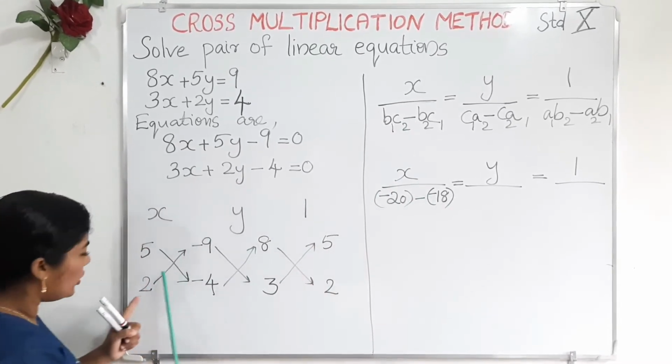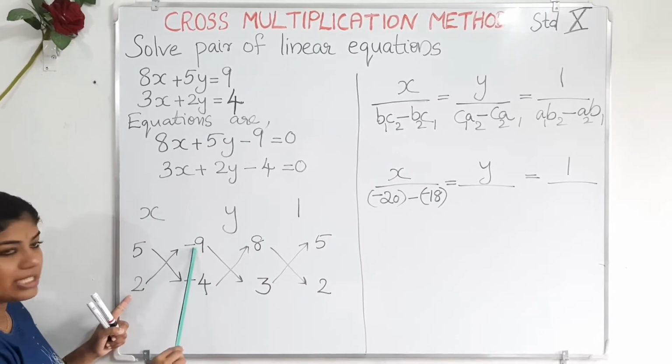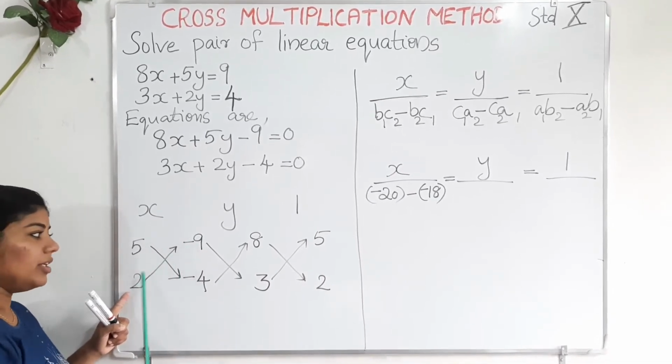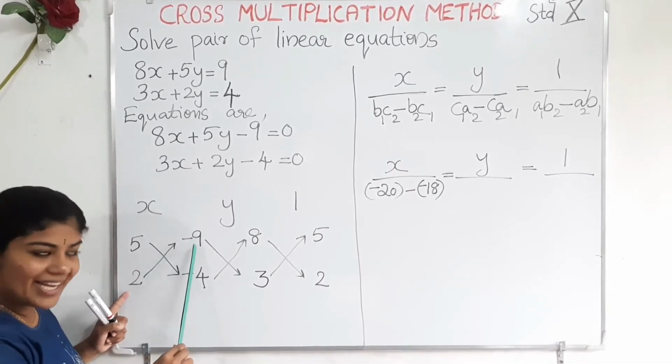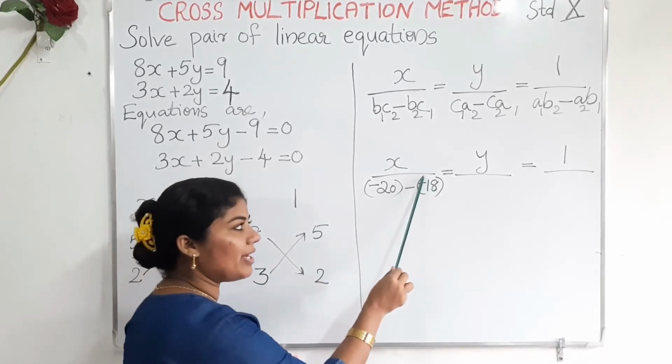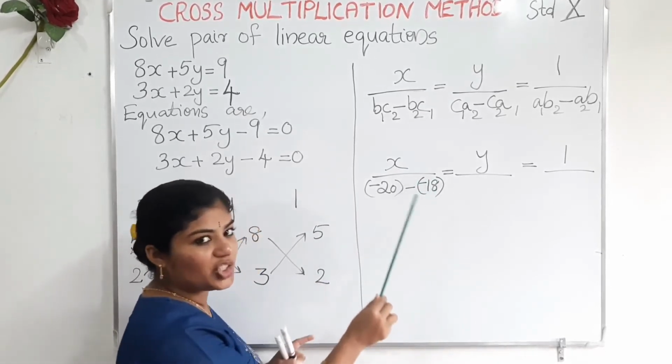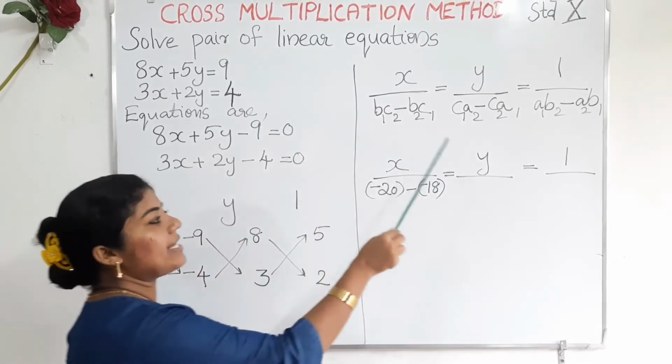And the next one, 2 into, that is b to c1. 2 into minus 9 is minus 18. That minus 18, when you write with minus symbols, you just give a bracket to avoid the mistakes. Okay. The next is y.